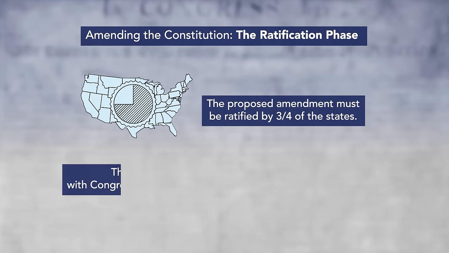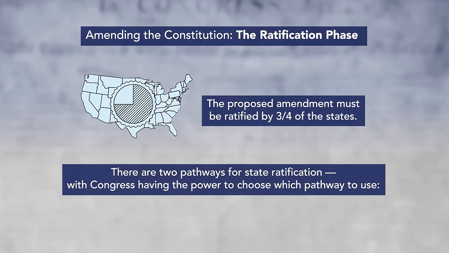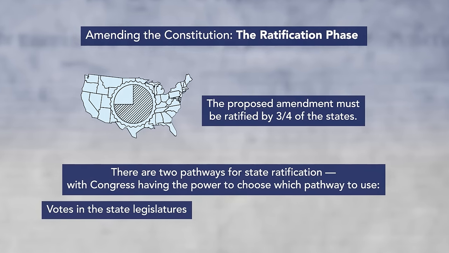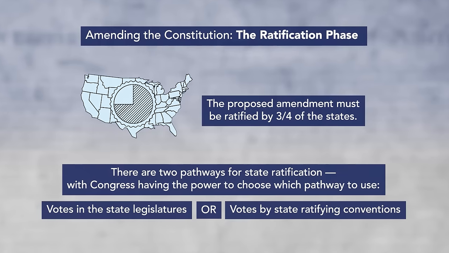Oh, what about the ratification phase? Article 5 sets out two pathways for ratifying a new constitutional amendment, and Congress gets to choose which pathway to use. Amendments can be ratified by the legislatures of three-quarters of the states or by specially elected ratifying conventions in three-quarters of the states. Congress has chosen state legislatures for the ratification of all but one of our constitutional amendments. We used state conventions for the 21st Amendment, which repealed the Prohibition Amendment.